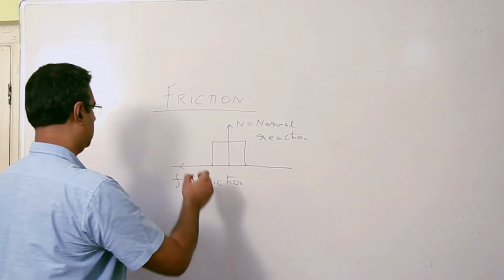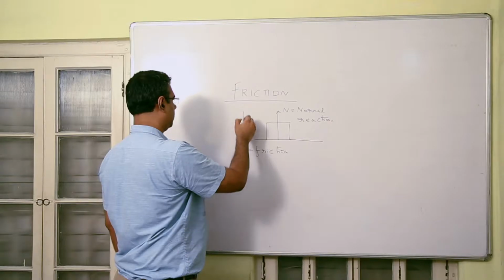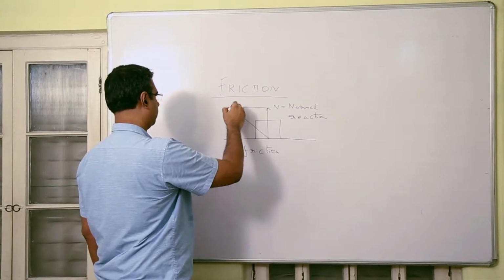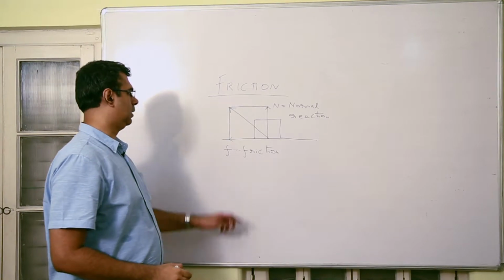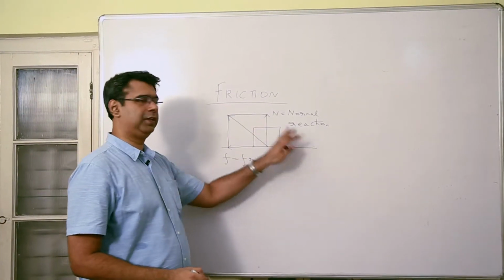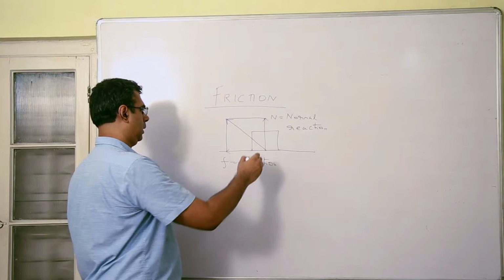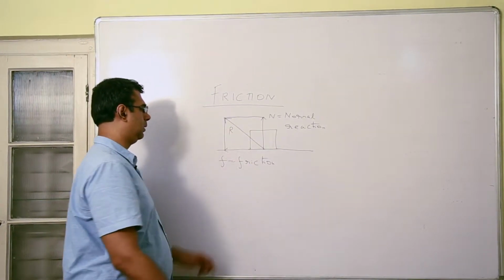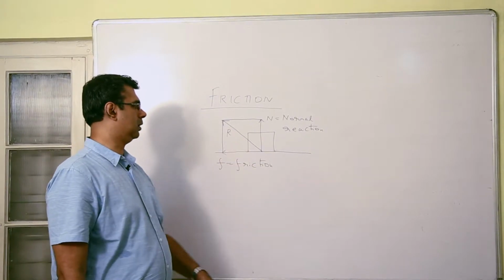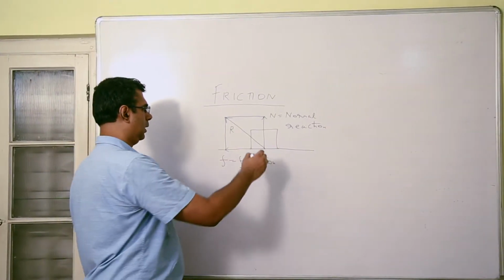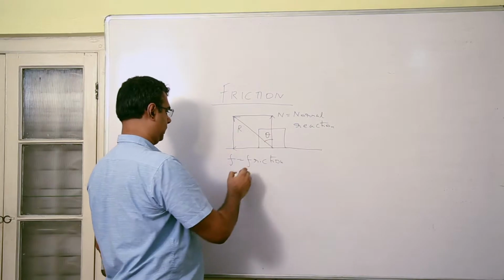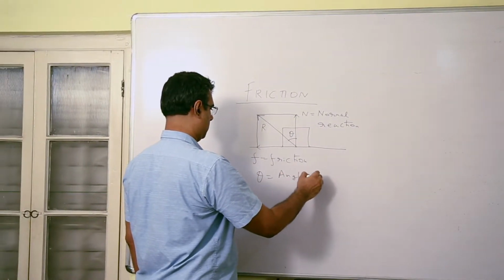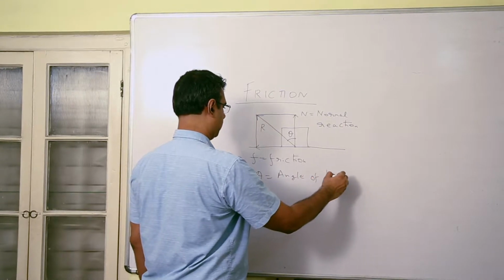Now let's complete the rectangle formed by friction and normal reaction. In this, as you can see, this is the resultant of friction and normal reaction. And this angle is theta. Theta is called the angle of friction.